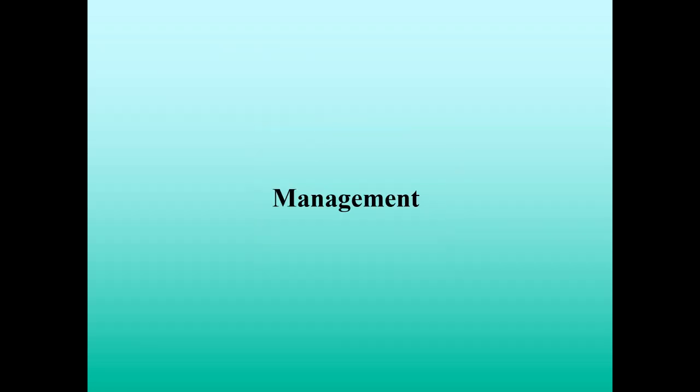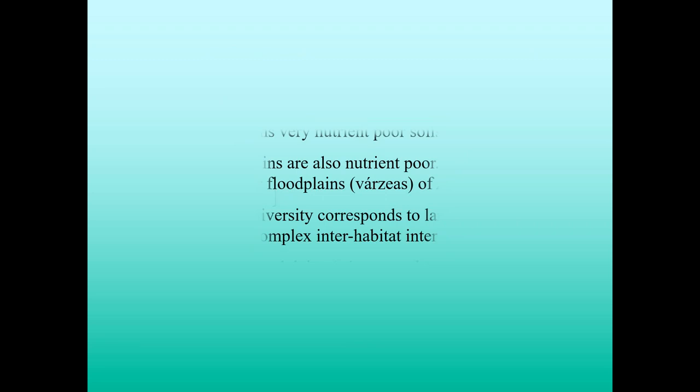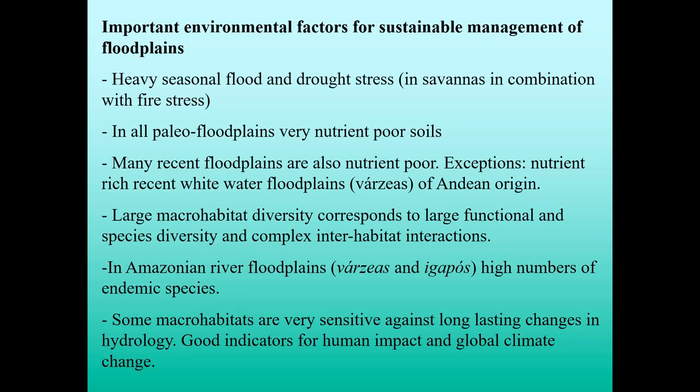Let's come quickly to management. Important environmental factors for sustainable management of floodplains are, first, we have heavy seasonal flood and drought stress in savannas in combination with fire stress. In all paleo floodplains, very nutrient poor soils. Many recent floodplains are also nutrient poor. Exceptions are the nutrient rich recent whitewater floodplains, savannas of Andean origin.